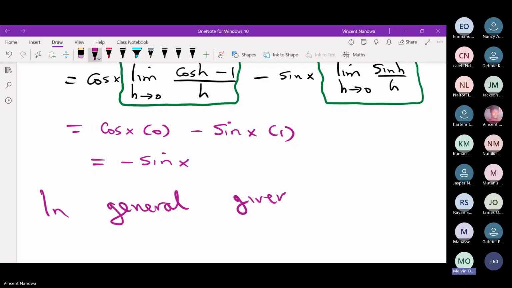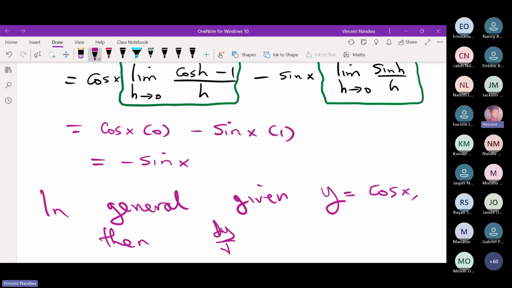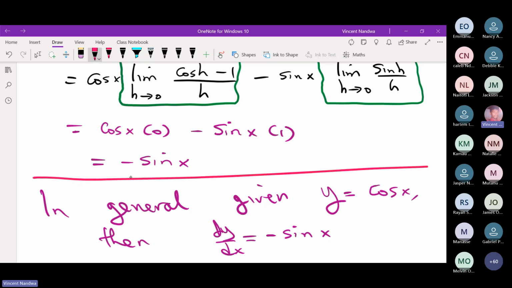Negative sin x. So in general, given y is cosine of x, then dy dx is negative sin x. So add this to your toolbox. We'll need it in the future.